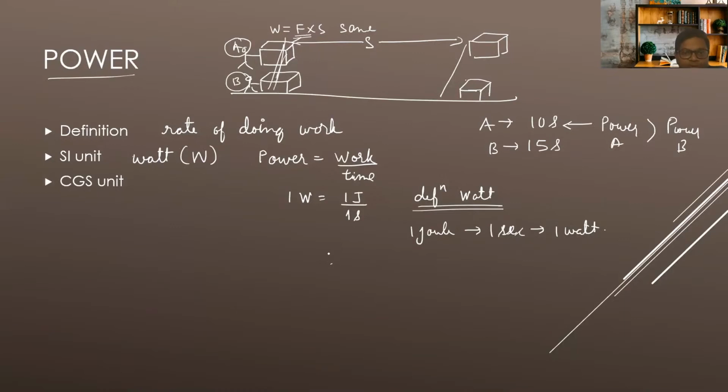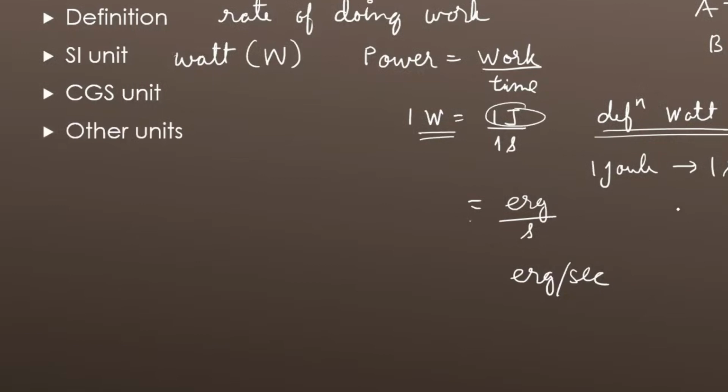CGS unit. Now we know that if you don't measure it in joule, you will measure it in erg, and second will be second. So it is erg per second. There is no alternative name to watt in CGS. Then there are other units.